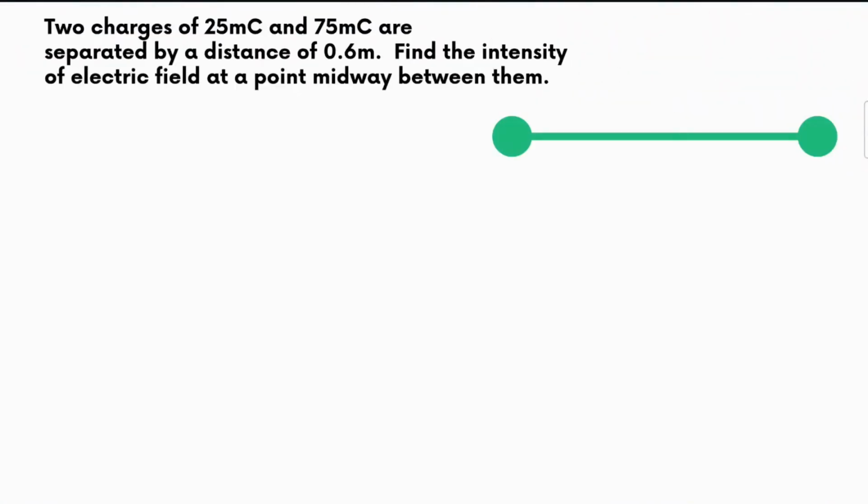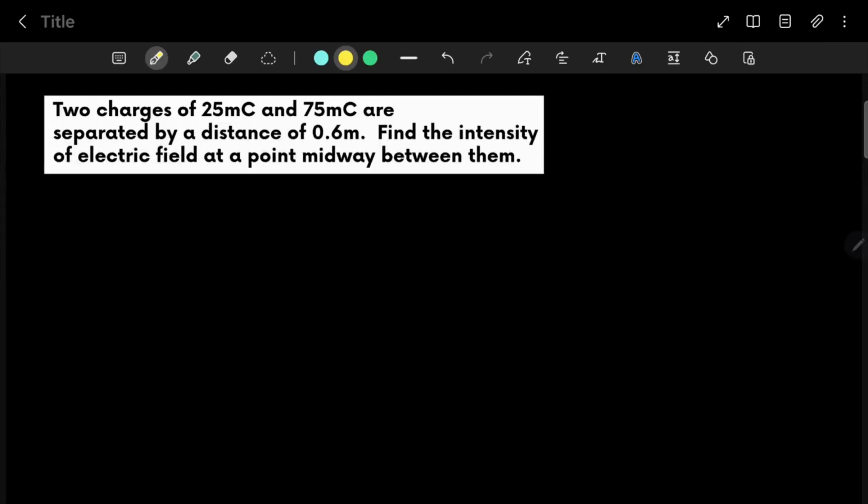I hope you are able to see the question there. There are two charges of 25 millicoulomb and 75 millicoulomb, separated by a distance of 0.6 meter. Find the intensity of electric field at a point midway between them. So let us do this particular question here. There are two charges, plus 25 millicoulomb. This, you take it as 25 millicoulomb.